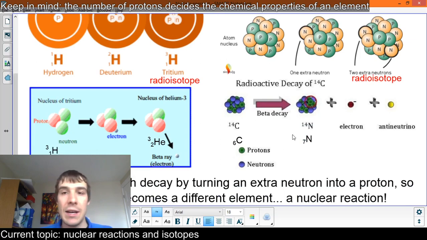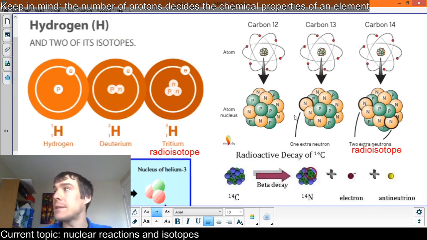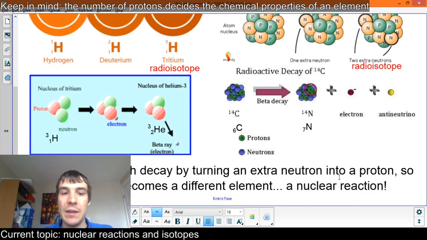So those are isotopes. These are all carbon because of the number of protons, but they're isotopes of each other because there's different number of neutrons. So carbon 12, 13, and 14 are all isotopes of carbon. Hydrogen 1, 2, and 3 are all isotopes of hydrogen.